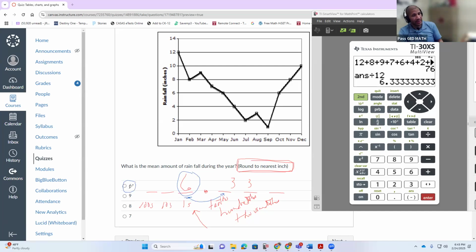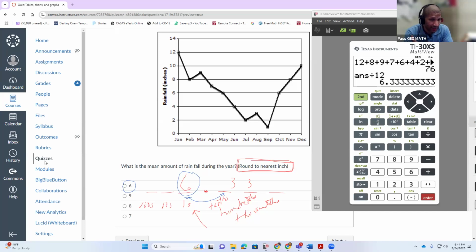Okay. So again, that's language for you. You knew what the mean was. You had to identify what those points on that graph meant. I showed you how to do that. You then have to add up the rainfall for each month. We found our total by adding them up and got 76. We divided by 12, we got 6.3.